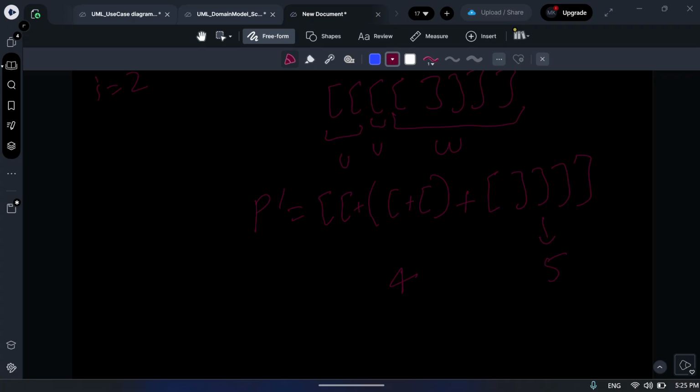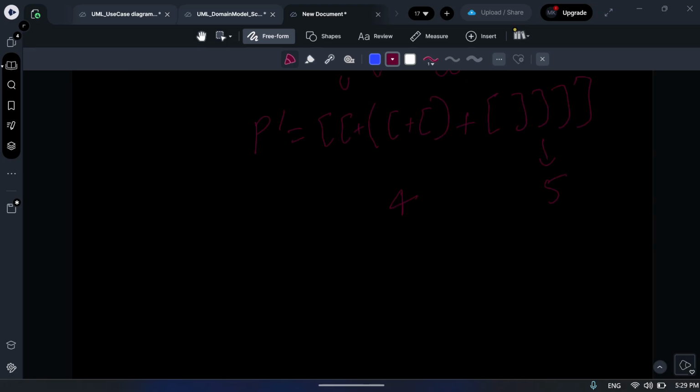And the core rule of the duck language is that every opening bracket must have a matching closing bracket. But because we have 4 opening brackets and 5 closing brackets, now based on that, we can completely understand that the length of V is 1.